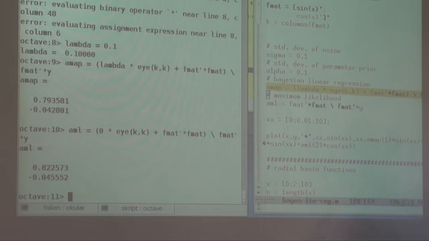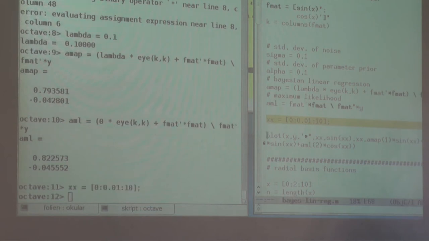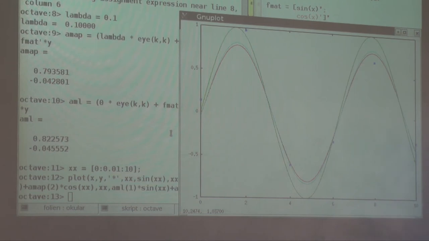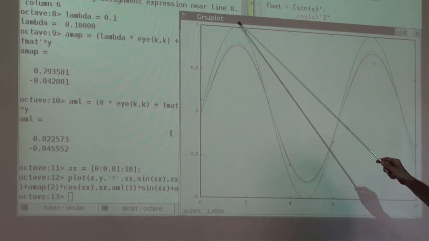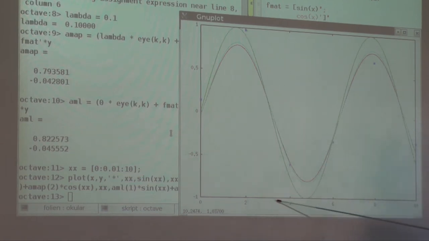Okay, and now we are going to plot the results. We produce an array of x values for plotting, and now we plot the results. And that's what we get. So the green curve is our original sine function in the interval between 0 and 10. And then we get two approximations. So the blue line is the maximum likelihood, and the red line is with the regularization, so the Bayesian result.